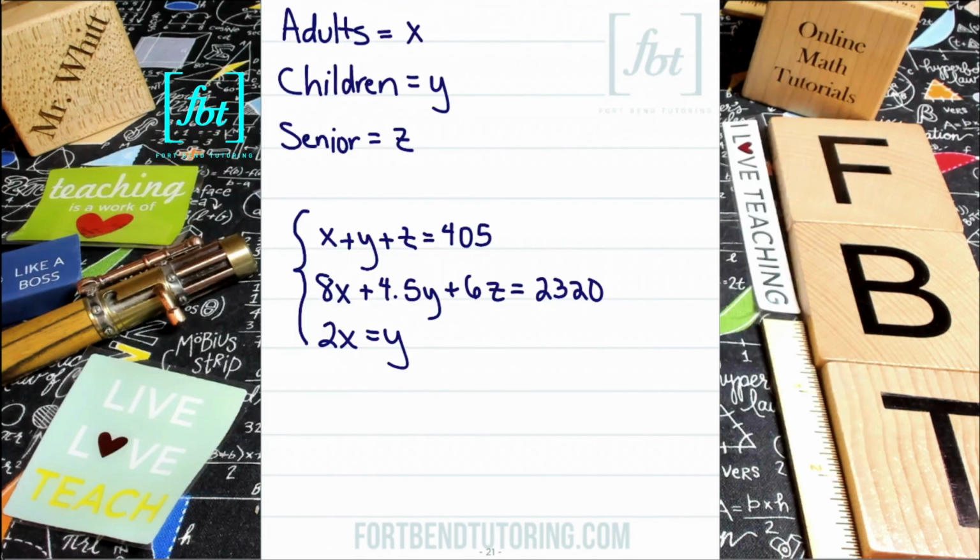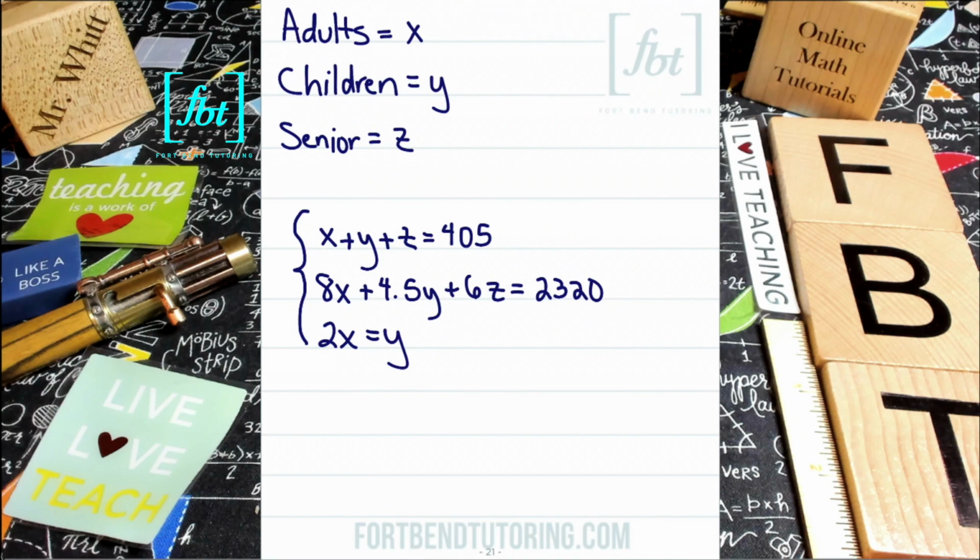All right. Setting up our variables, we'll assign the variable x to the adults that attended the theater that day. We'll assign the variable y for the number of children that attended the theater that day, and we'll say that z will represent the number of seniors that attended the theater that day. Looking at our system of equations, the first equation will be x plus y plus z equals 405, representing the total number of tickets sold for that day.